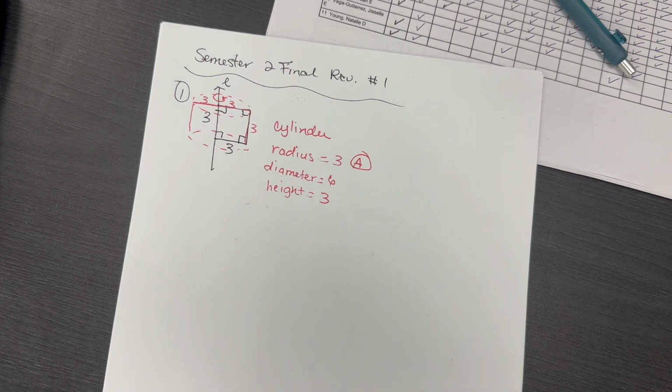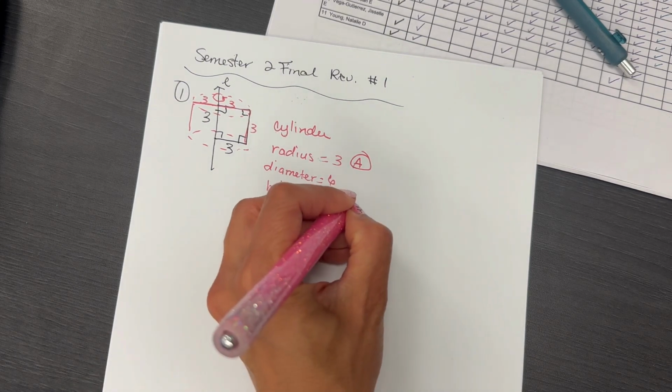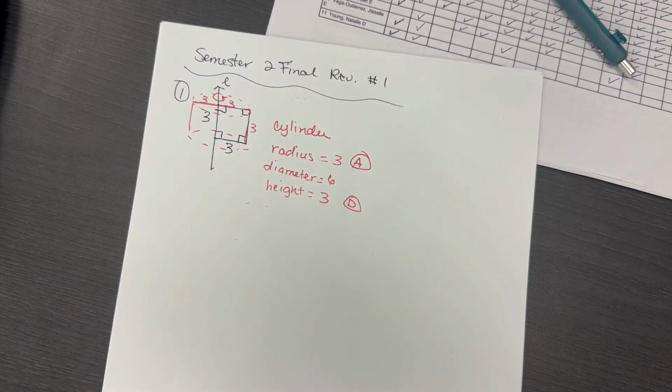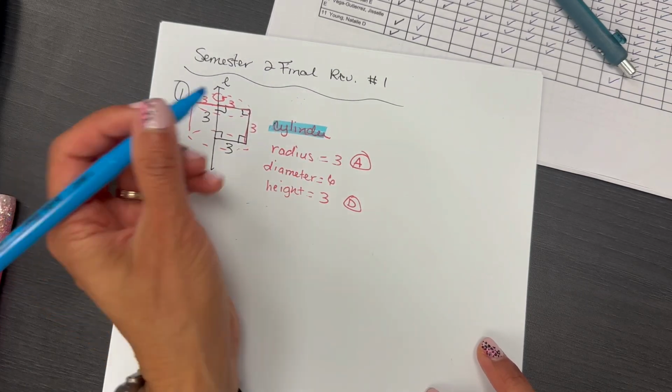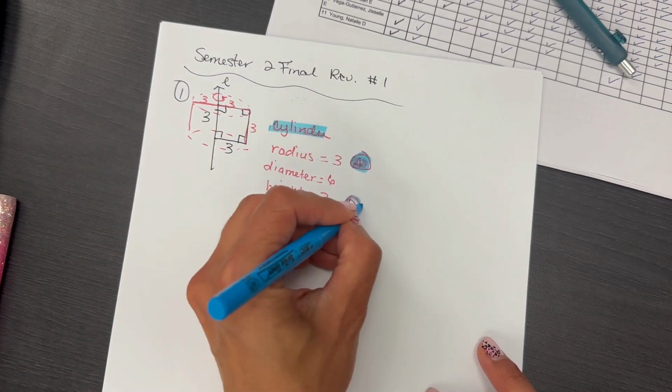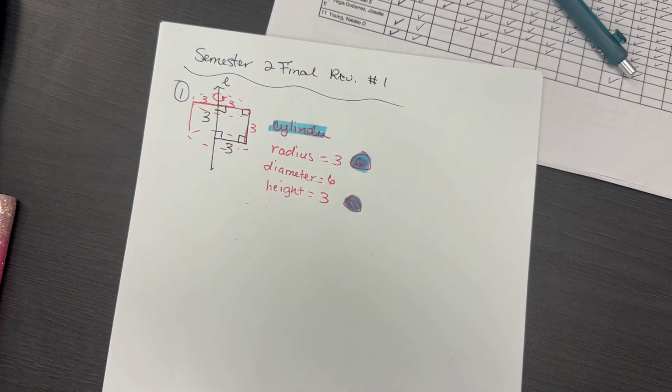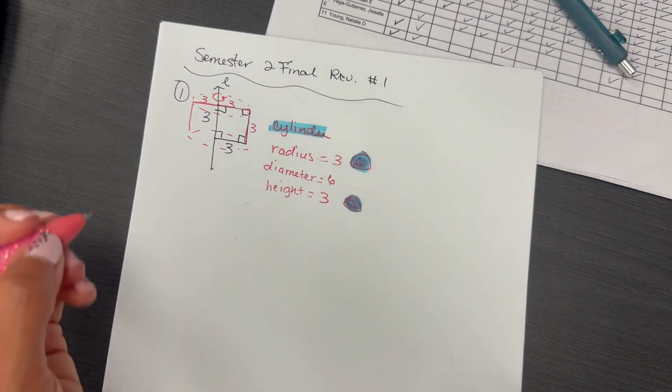D says the cylinder has a height of 3. That is true. And E says the height is 6. That is not true. So A and D were the only correct options to select from those multiple choice options. So select cylinder from the drop down and A and D from the multiple choice. And that's number 1.